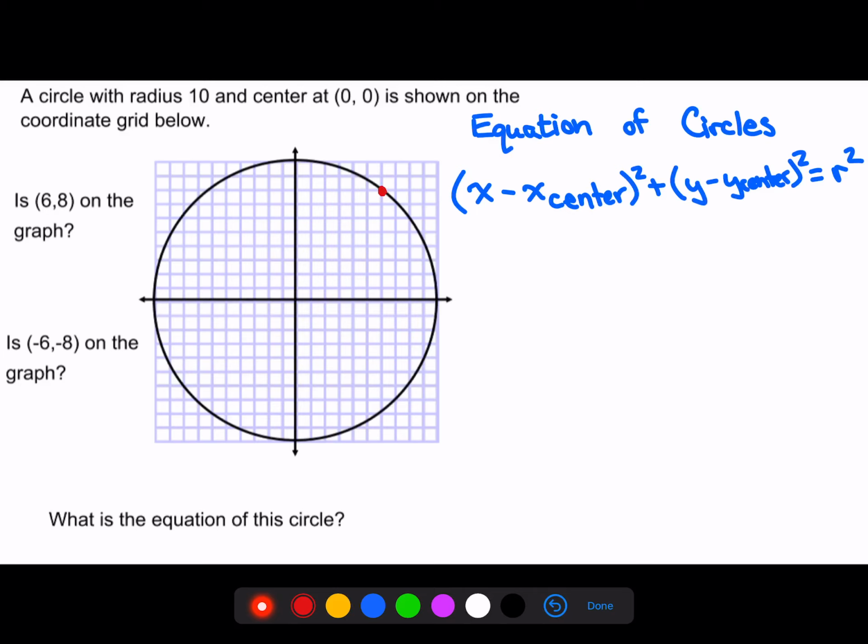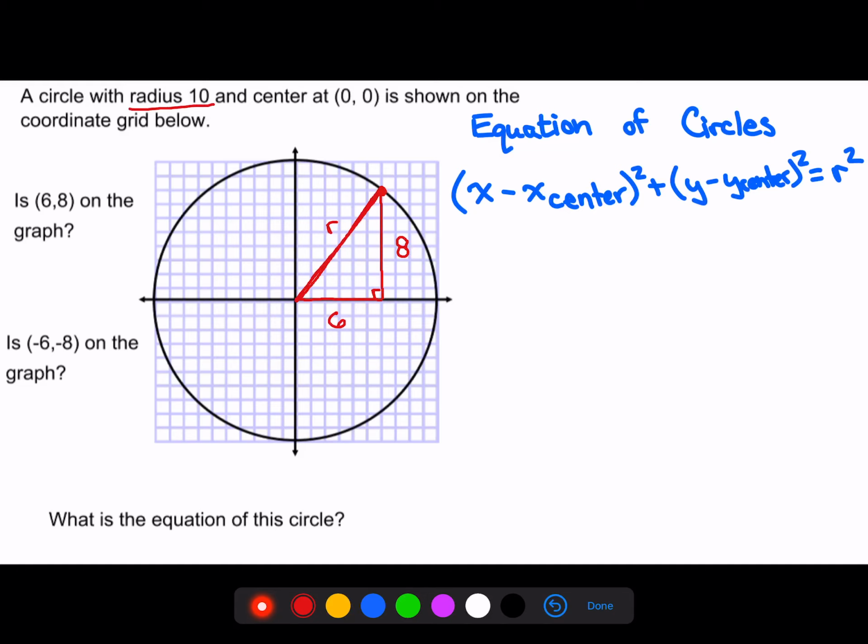Well, we can be. So if you recall, we went 6 to the right, and then we went 8 up. From here, I can connect from the center to the edge of the circle, and that creates a radius for us. Now, we already know that our radius is 10. This also creates a right triangle.